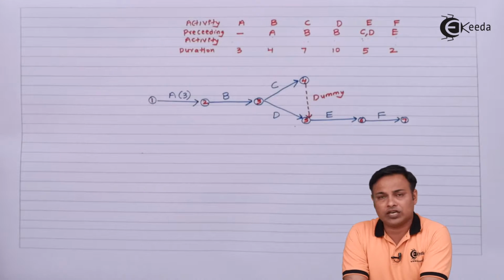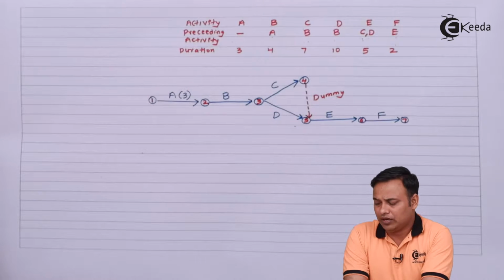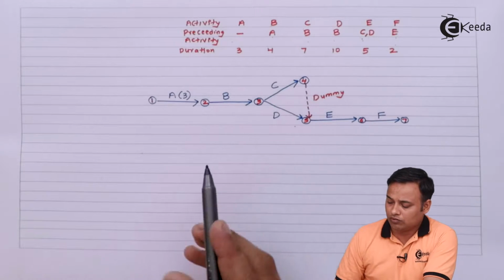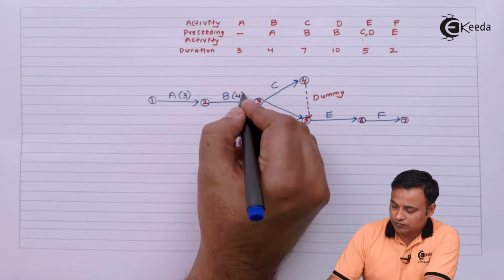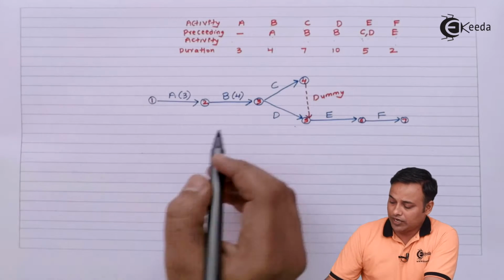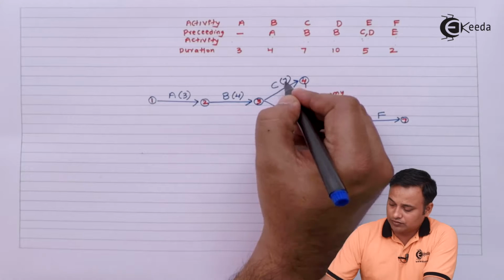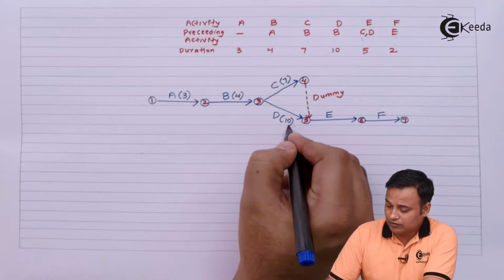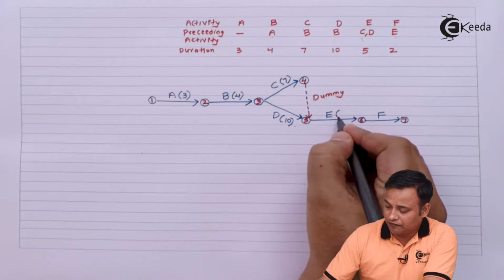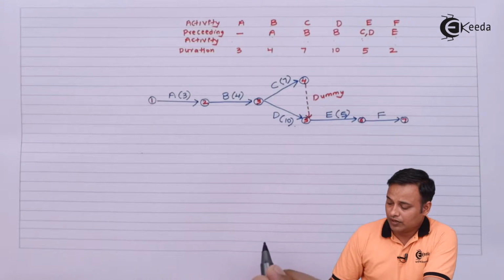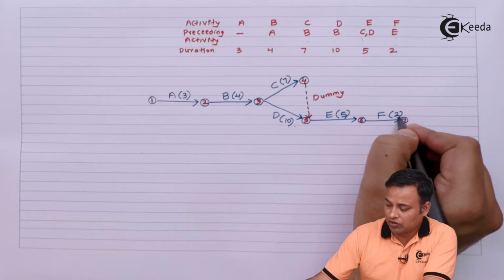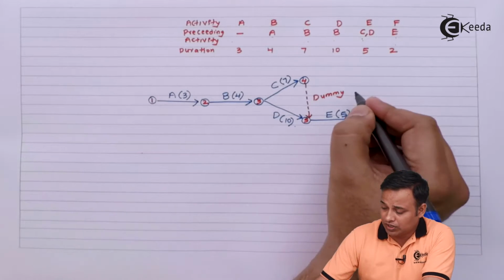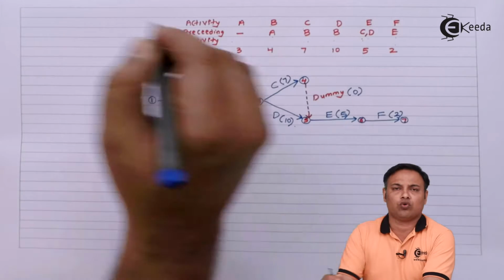I'll just put down the duration of each activity against the corresponding activities. So B has a duration of 4, C has a duration of 7, D has a duration of 10, E has a duration of 5, and F has a duration of 2. We have a dummy for which the duration will be 0.